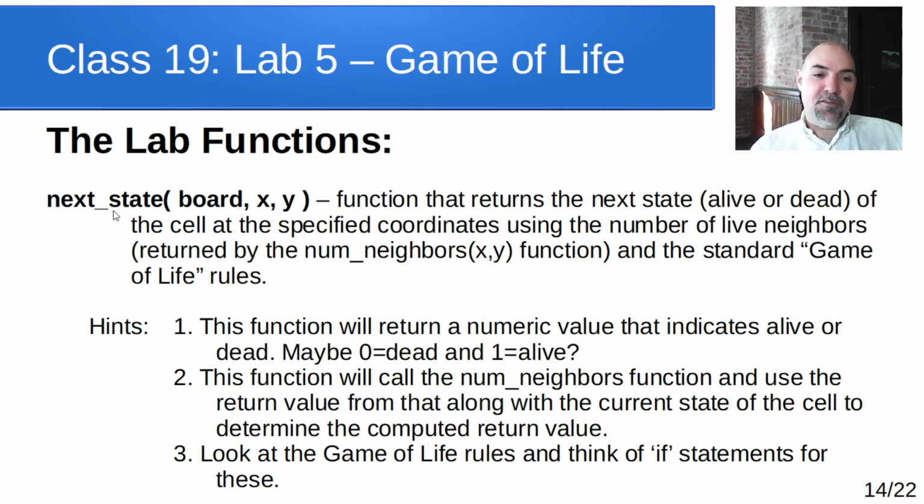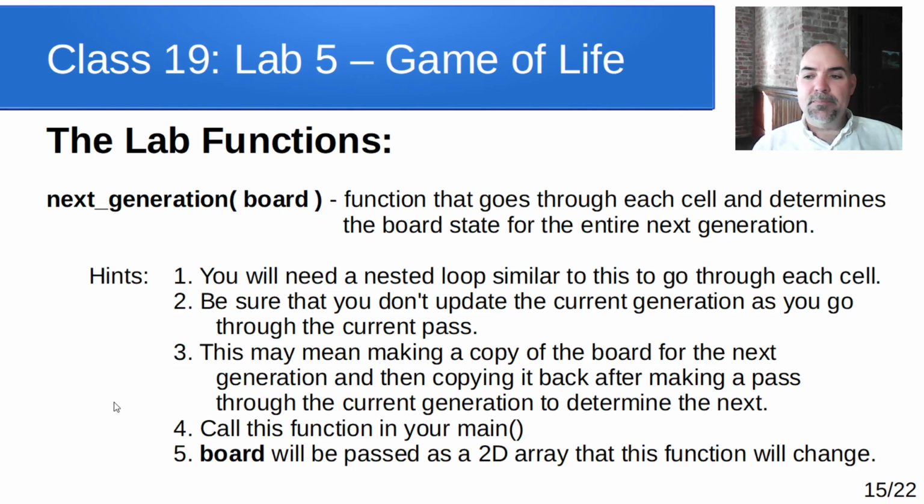So this function is always going to return either a 0 saying it's dead or a 1 saying it's alive. But it's going to be based on the rules and what it got back from the num neighbors function. So again, look at the game of life rules and think of if statements for each of those rules. If this is true and this is true, return a 1. If this is true and num neighbors returns this, then return a 0. So just think about how those if statements would work for each of those.